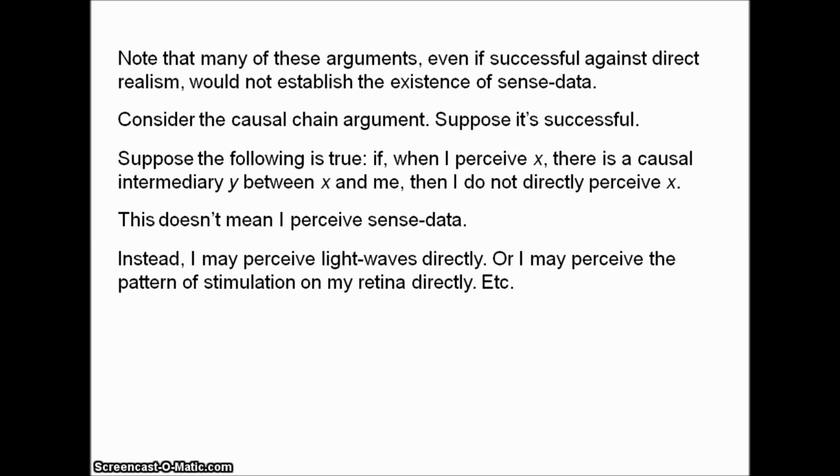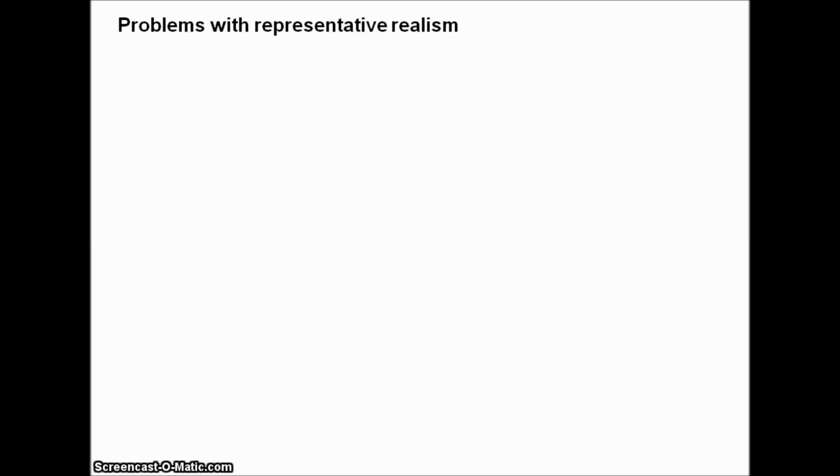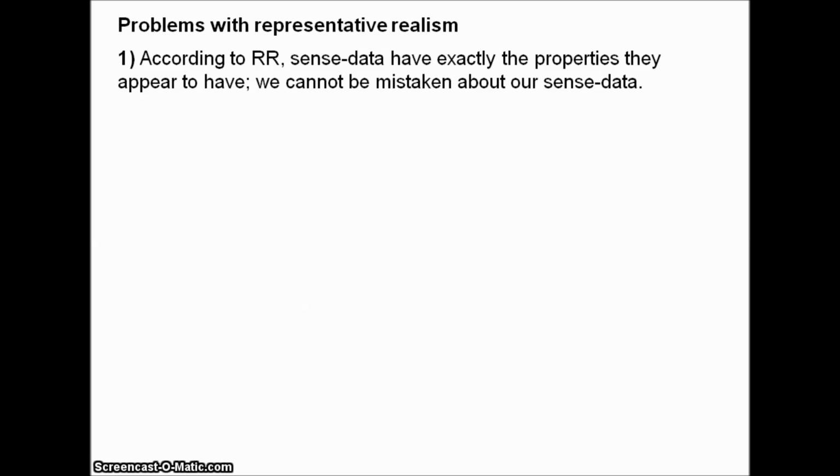Right then, so those were some arguments against direct realism. I don't think any of them are successful. In fact, I think most of them are pretty easy to defend oneself against. But now let's have a look at some arguments against representative realism, because representative realism does have plenty of its own problems. Right then, first of all, according to the representative realist, sense data are exactly how they seem. We cannot be mistaken about our sense data. They have exactly the properties they seem to have.